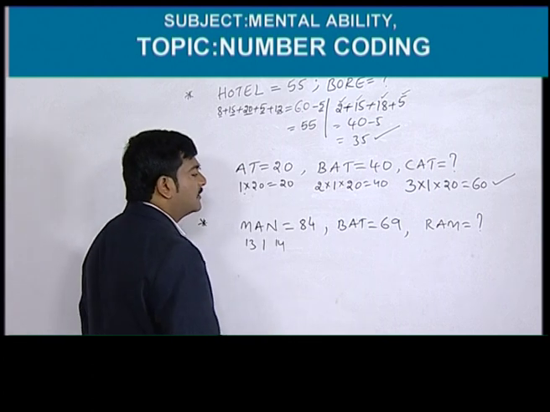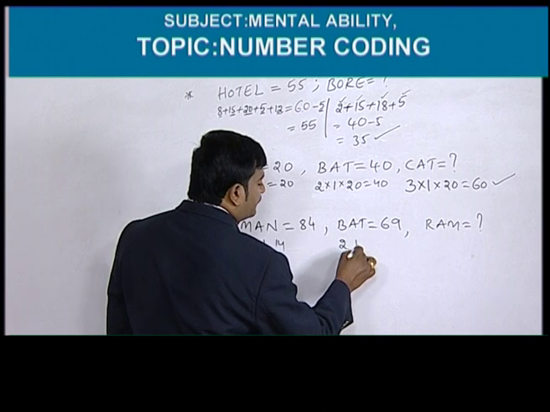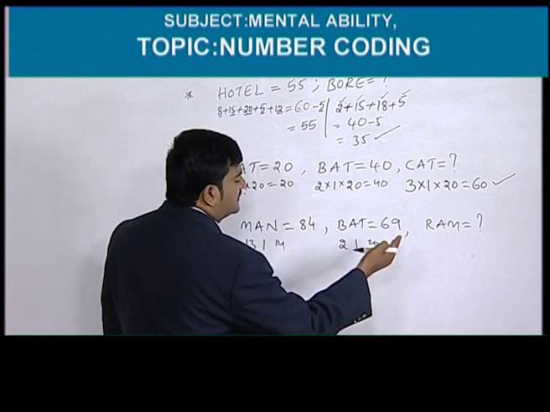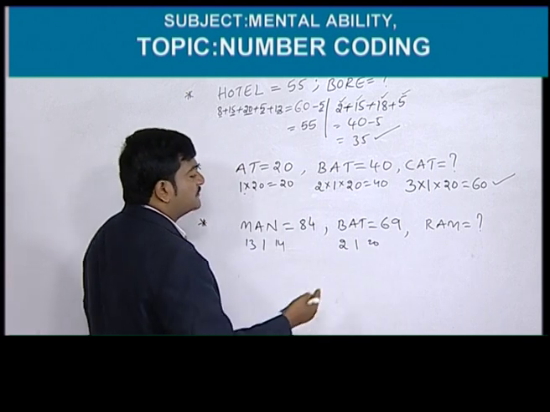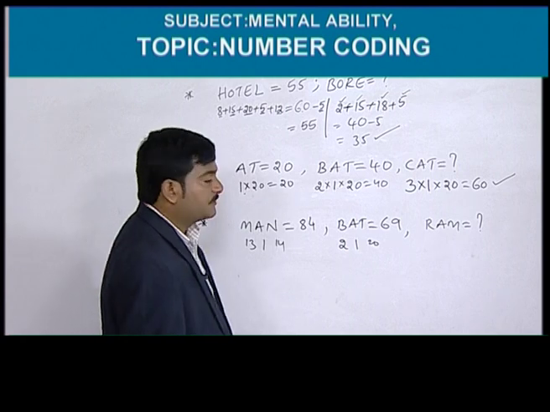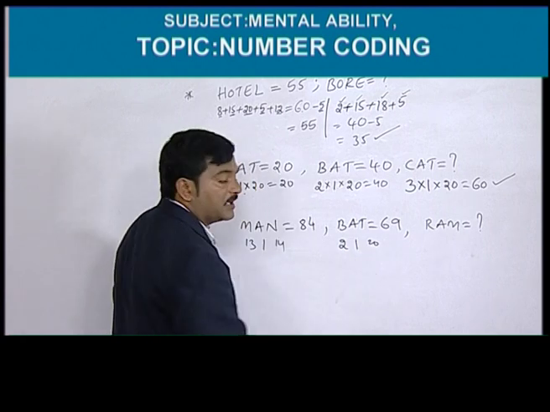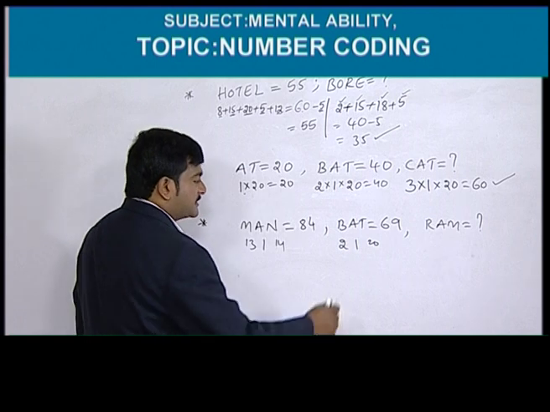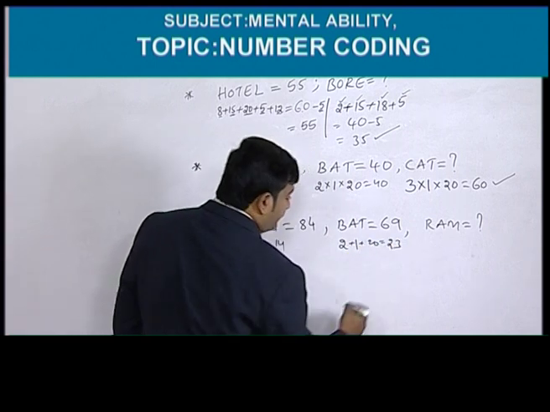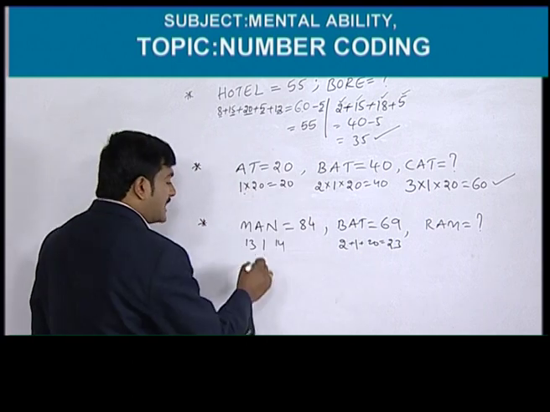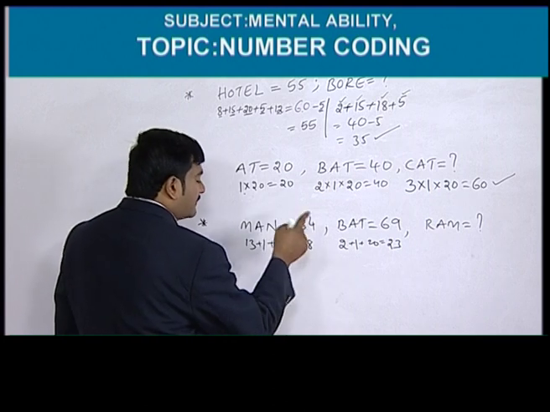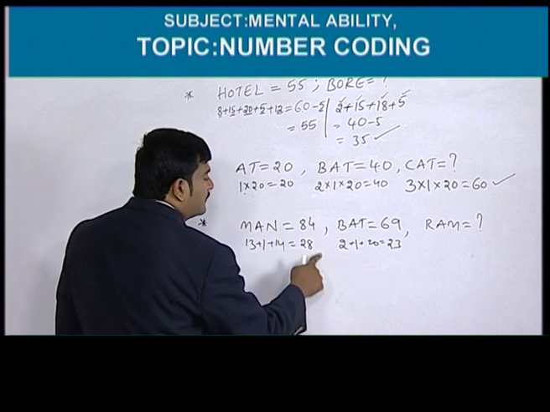Just go to the second word, bat. B means 2, A means 1, T means 20. Once again, you can multiply all 3 or you can add all 3. 20 plus 1, 21, 2 plus 1, 3. 3 plus 20, how much am I getting? 23. But is it 23 here? No. What does it mean? See, 23. If I am adding all these numbers, I am getting 23. Whereas if I am adding all these numbers, I am getting 28. How can we get 84 from 28?